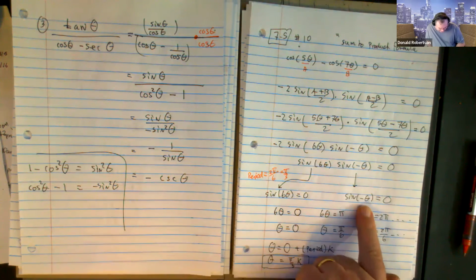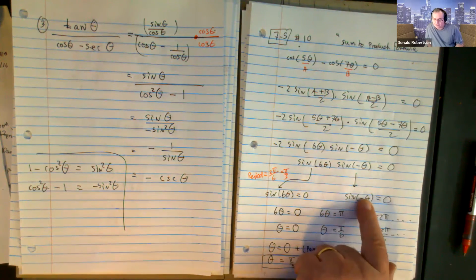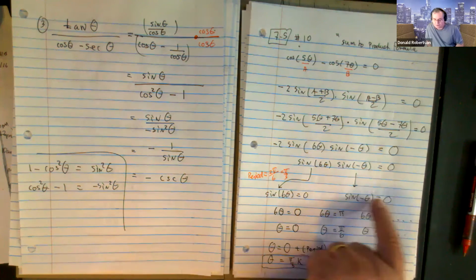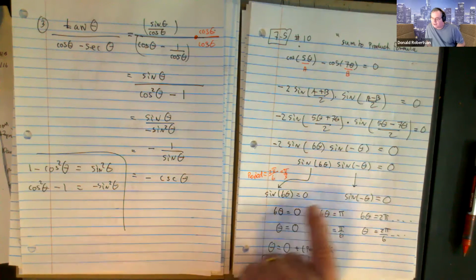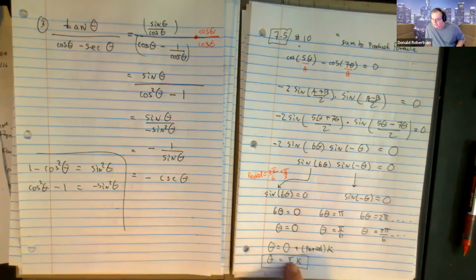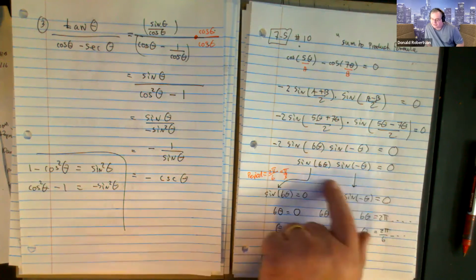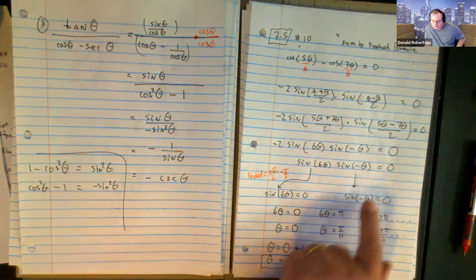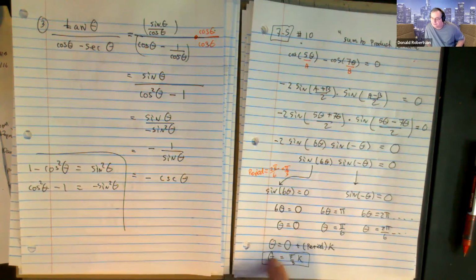If I went to this one, isn't this just going to get me negative theta equals 0, which means theta equals 0, and I get this one again. And multiples this time are 2 pi, but this one contains all the 2 pi, so I don't need to do anything. So this one basically doesn't give me any new answers. It just gives me versions of this every third or sixth guy along.